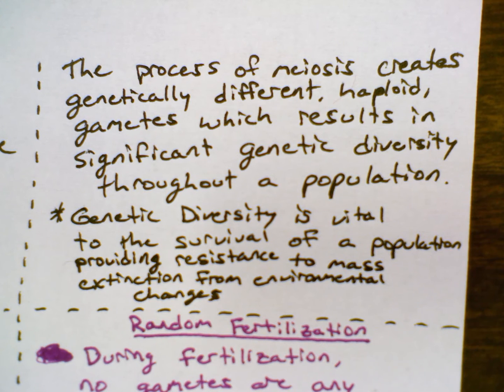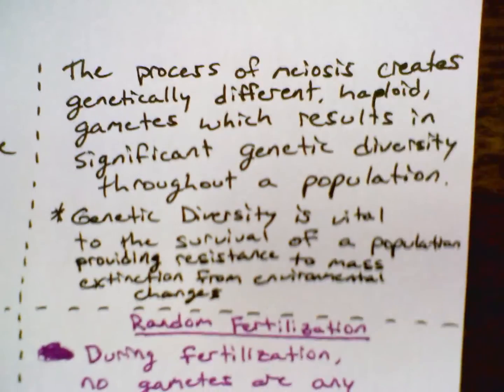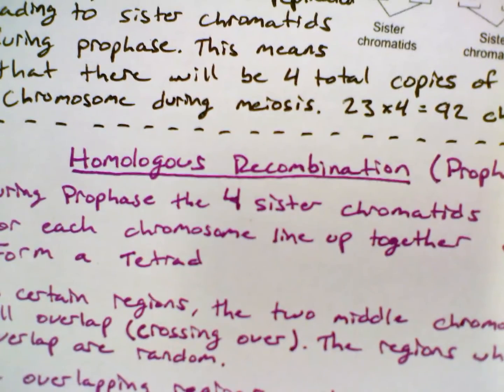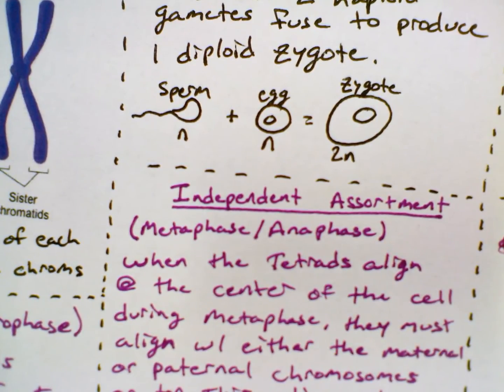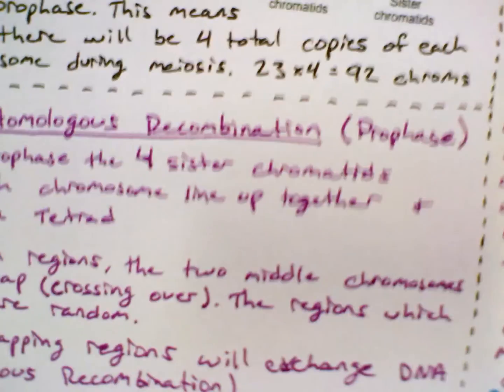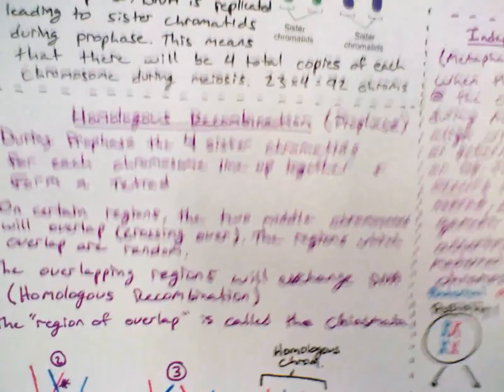Awesome. Okay, there are 3 main ways that meiosis provides genetic diversity within a population, so within the sexual reproduction pathway. And those 3 ways are homologous recombination and crossing over, independent assortment, and random fertilization. So we will start with homologous recombination.